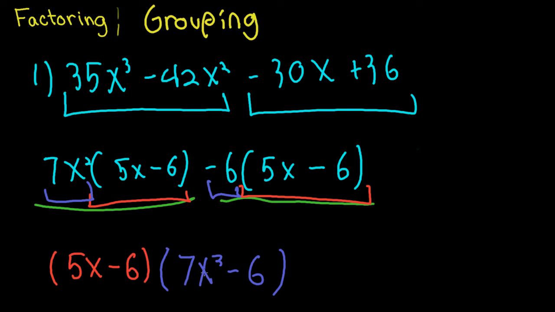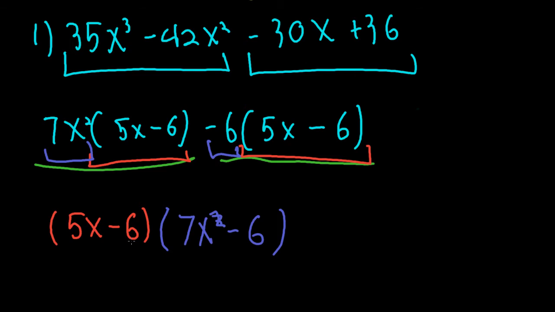Anyway, what I would fill into my second set of parentheses is just whatever's left over when I factor. In this case, I have 7x squared minus 6. So after factoring these two out, then I'm done. This would be my answer. And indeed, if I were to multiply these two together, we would get our original problem.